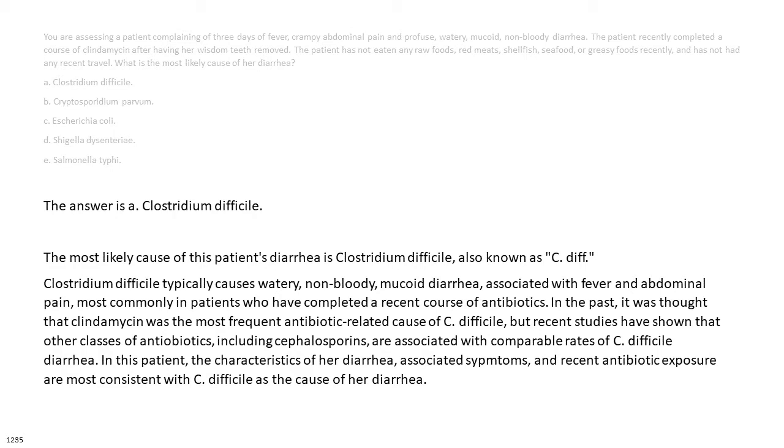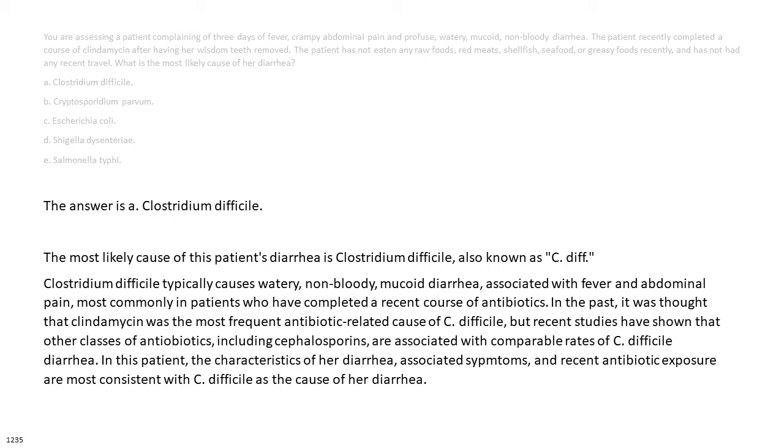The most likely cause of this patient's diarrhea is Clostridium difficile, also known as C. diff. Clostridium difficile typically causes watery, non-bloody, mucoid diarrhea, associated with fever and abdominal pain, most commonly in patients who have completed a recent course of antibiotics.